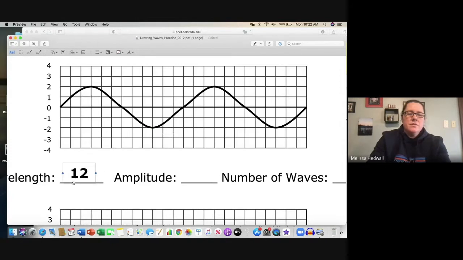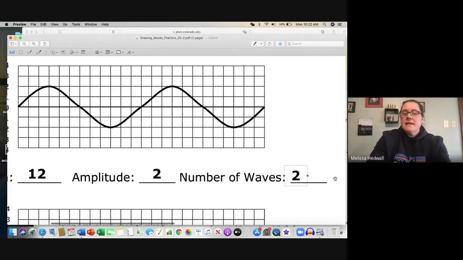So let's move this here. The amplitude is how high up or how low it goes from the resting line. So our 0 line is here. It goes up 2, goes down 2. So our amplitude is 2. Number of waves. Here we'll have this full wave. We've got 1 and then 2. So we've got 2 waves over here.